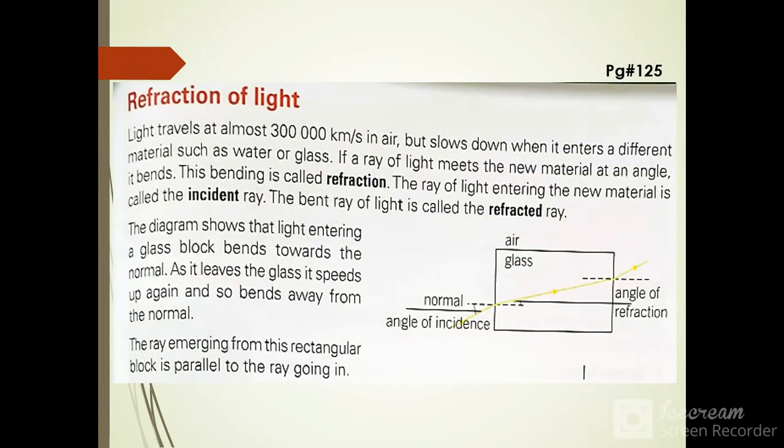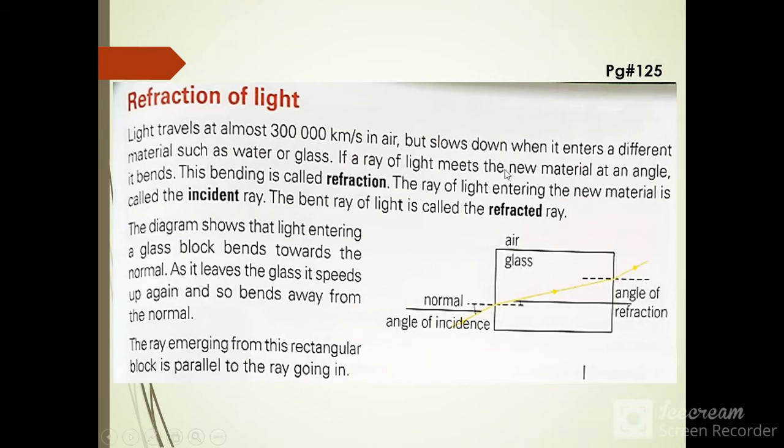So what is refraction of light? If a ray of light meets a new material at an angle, it bends. This bending is called refraction of light. The ray of light that enters the new material is called the incident ray. The bending ray of light is called the refracted ray.